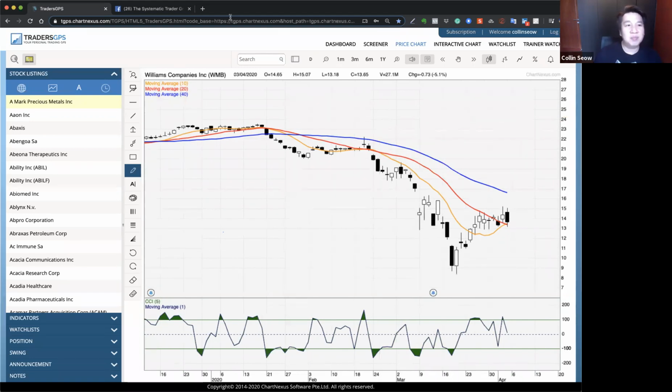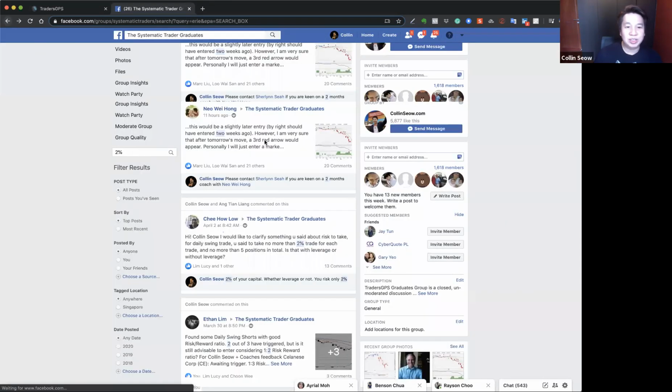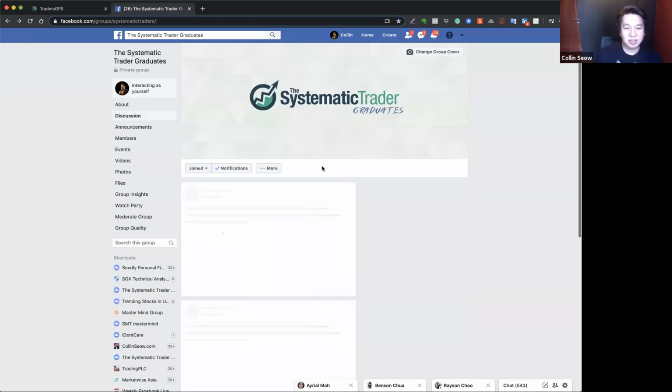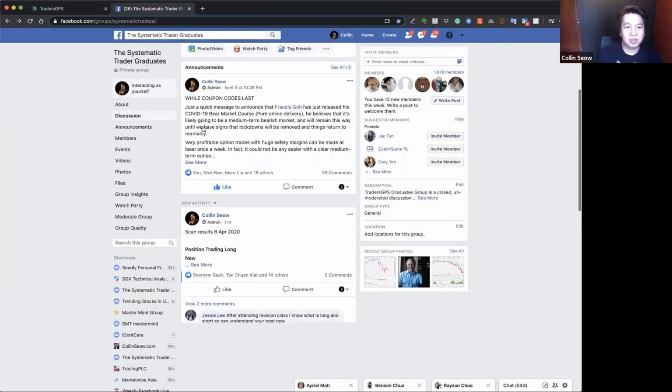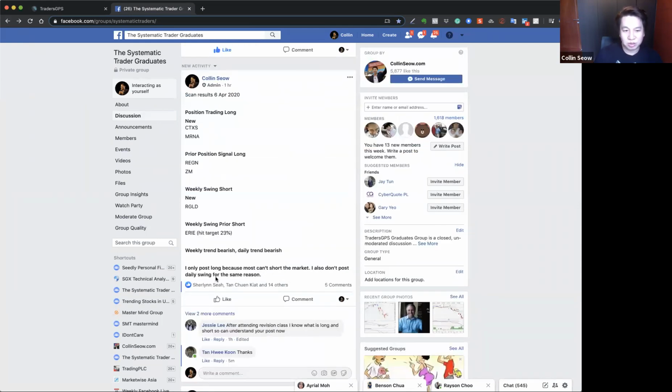That's why in my summary I always write, I don't even put in daily swing, because with daily swing sometimes people don't stop loss. So I also mentioned here before, I don't only post long because most cannot short. I also don't post daily swing for the same reason. A lot of people don't stop loss. If you think you can stop loss, then you do. If you cannot stop loss, please don't do.